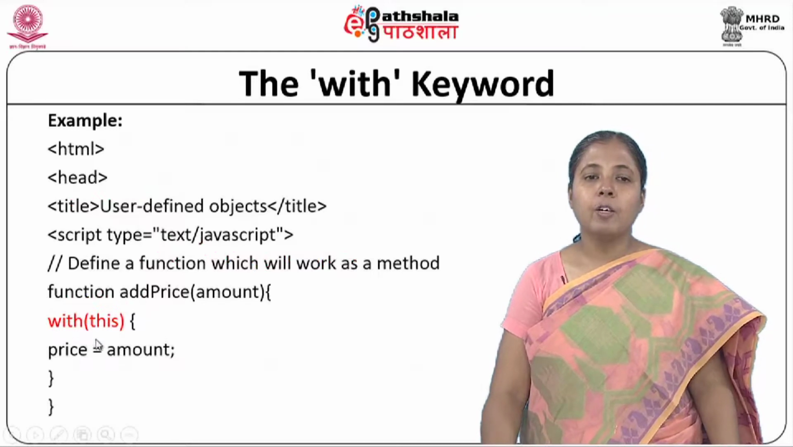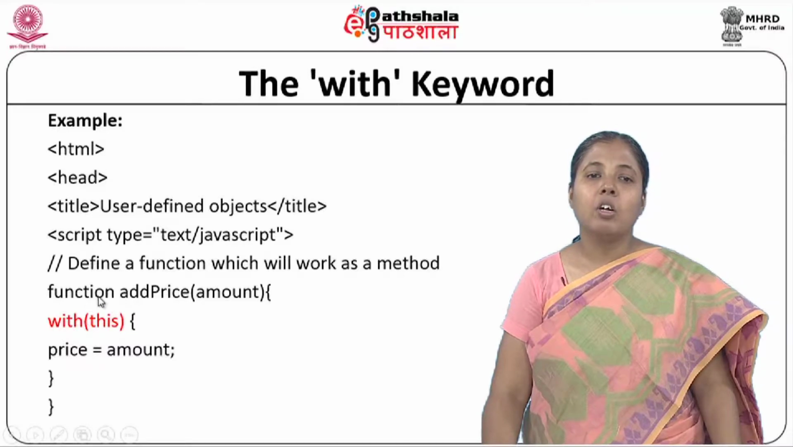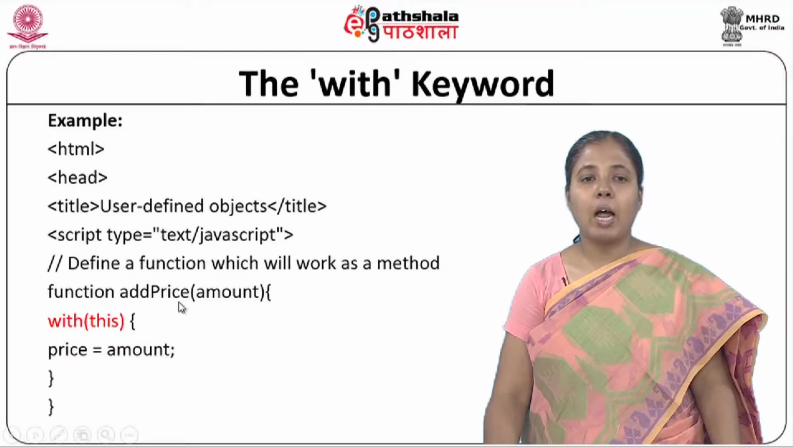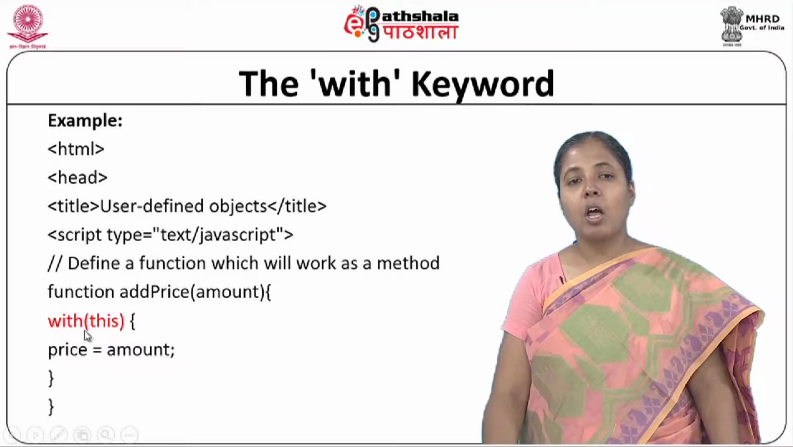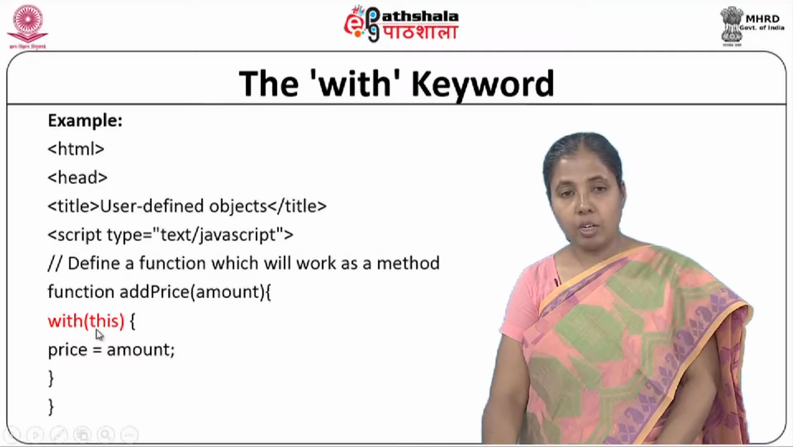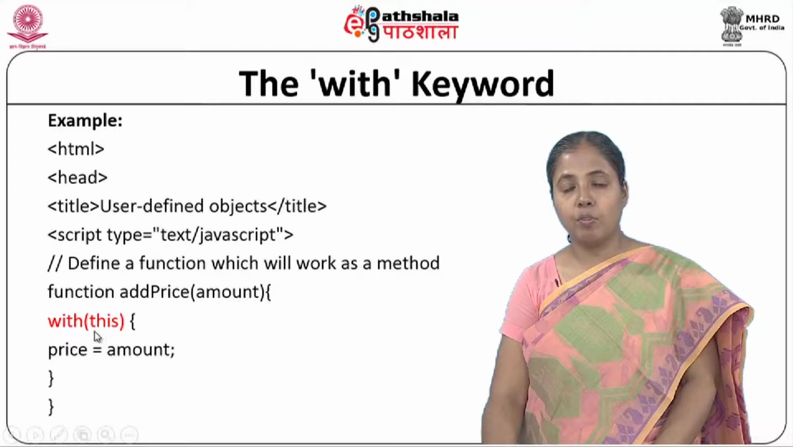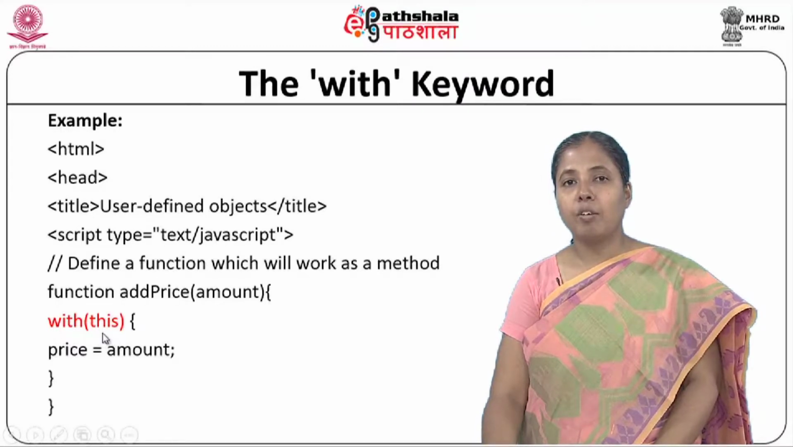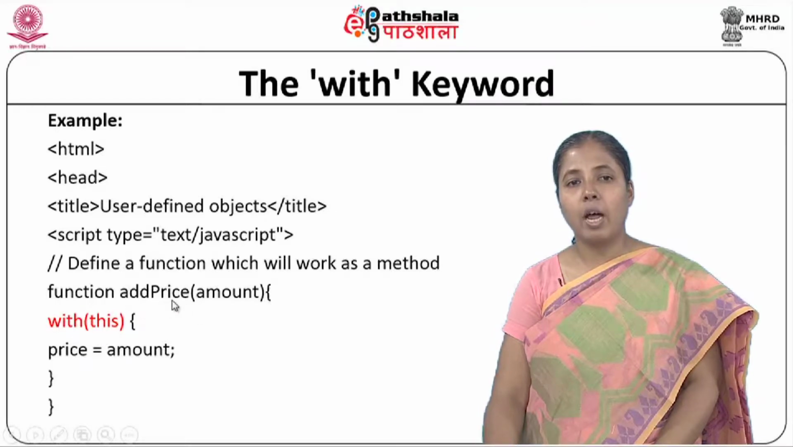You can see here you call with of this. So, you have defined a function called add price which takes an amount, and you want to work for the default object, so you use the keyword with. This keyword, the this pointer, would normally refer to the object that is invoking this function, add price.